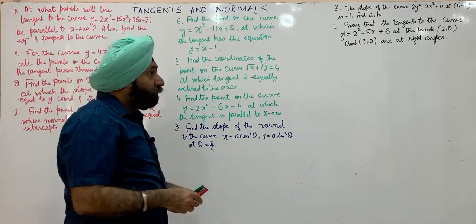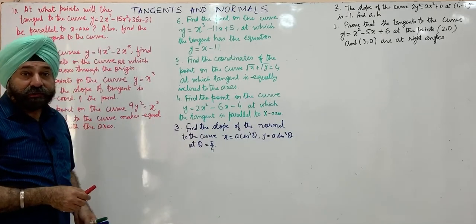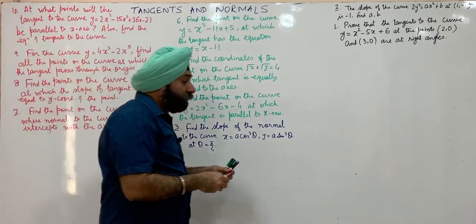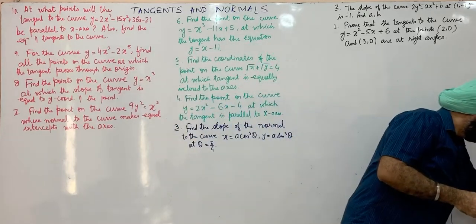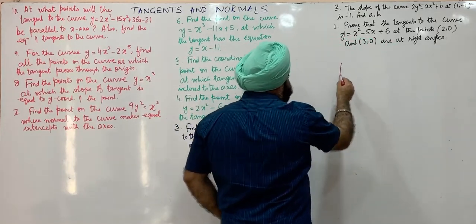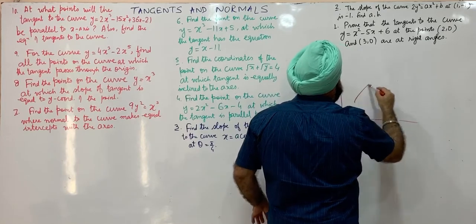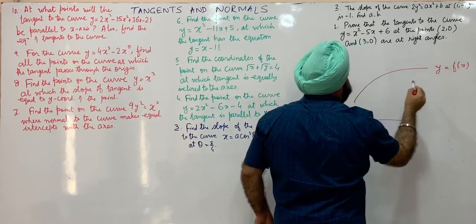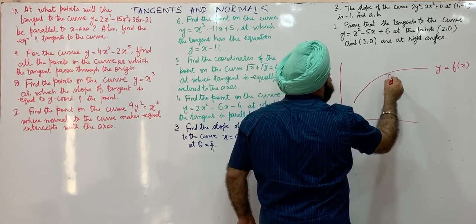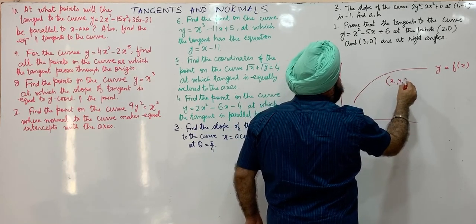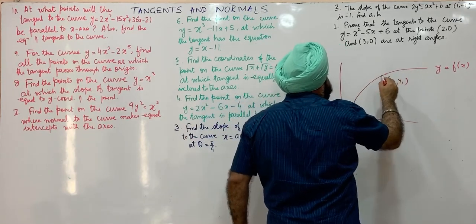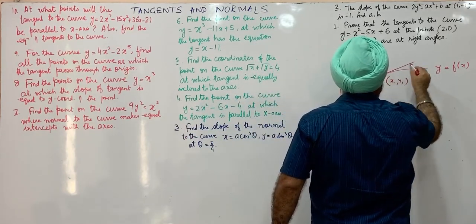We'll continue with applications of derivatives. The next application is tangents and normals. So let us discuss the concept. Suppose this is the curve y is equal to f of x, and at this point x1, y1, we draw a tangent. So this is the tangent to the curve at a particular point.